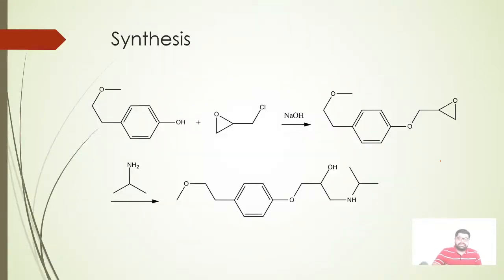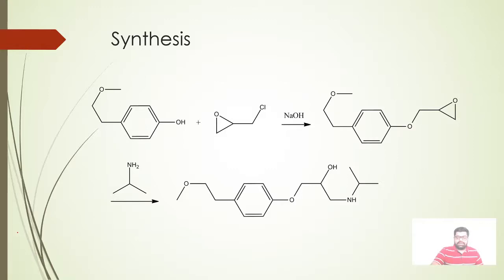So friends, the synthesis starts from this phenol and treatment with epichlorohydrin in presence of NaOH. Simple O-alkylation will give us this epoxide, and then, as we have seen previously, epoxide ring opening takes place in presence of isopropyl amine to get our final derivative.